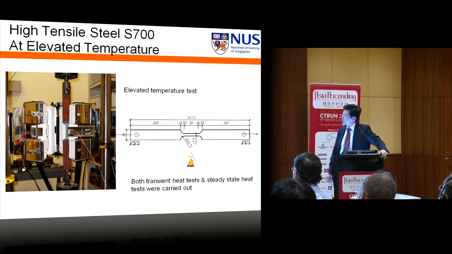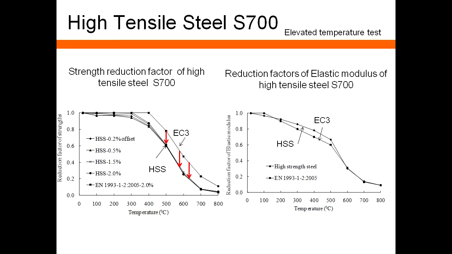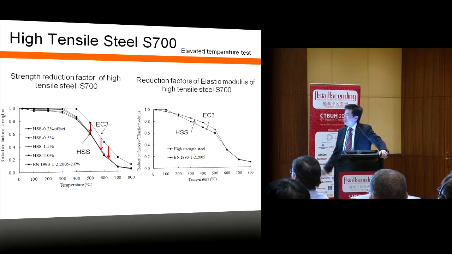We're also doing a tensile test. And this is just a quick summary on the fire performance of this steel. Compared to the Eurocode predictions, this high strength steel, S700 steel, does have a higher reduction factor. Reduction factor in strength versus the temperature. The higher the strength, the more the drop.